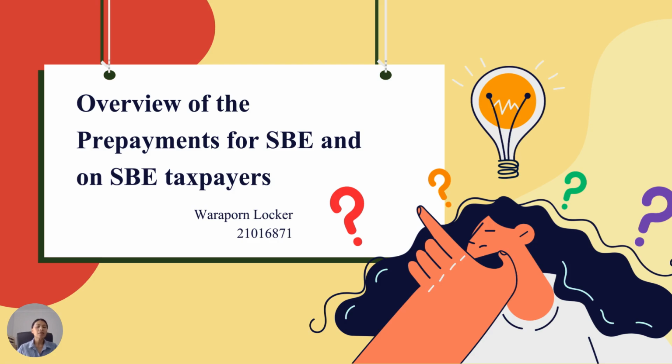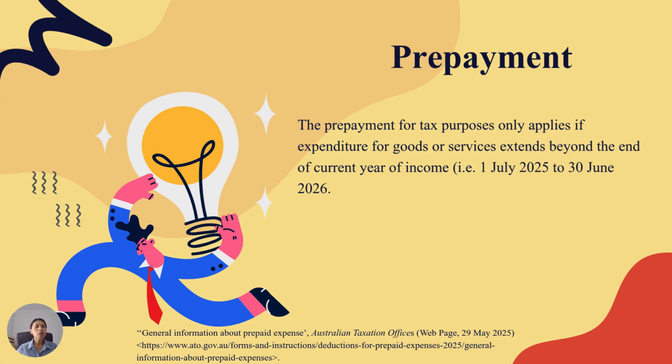I'm a tax student. I'm here to provide you an overview of the prepayments for small business entity taxpayers. What is a prepayment? A prepayment is the payment of expenditure for goods or services extended beyond the current financial year, the current financial year being 1st of July 2025 to 30th of June 2026.